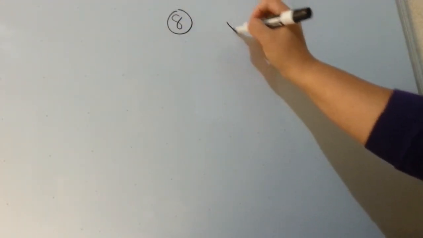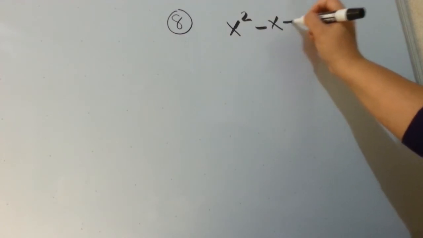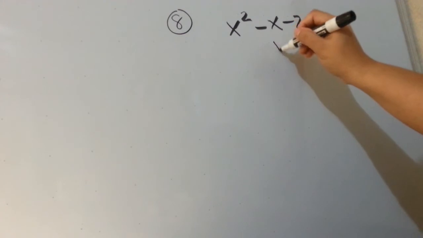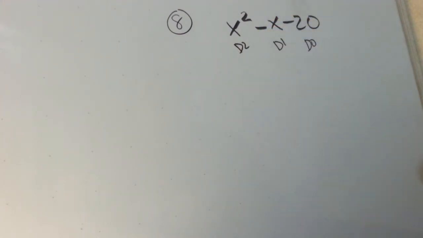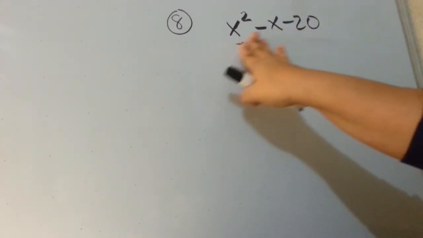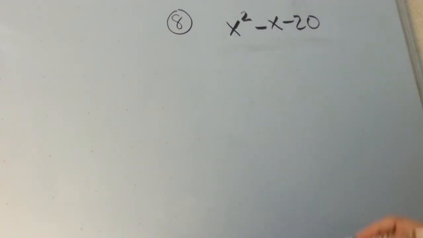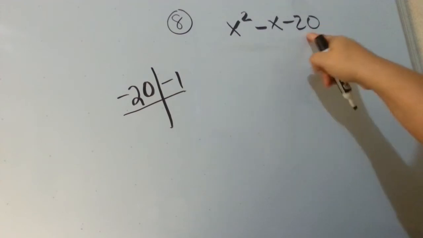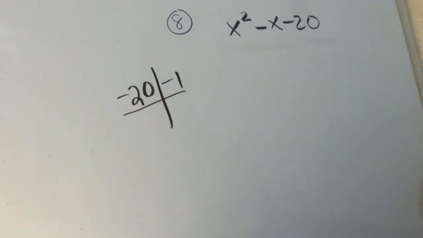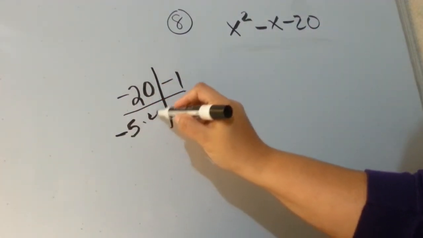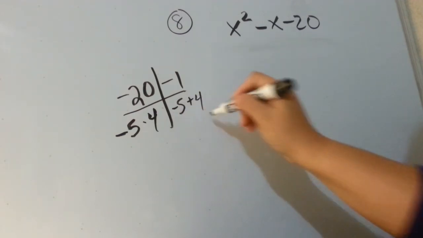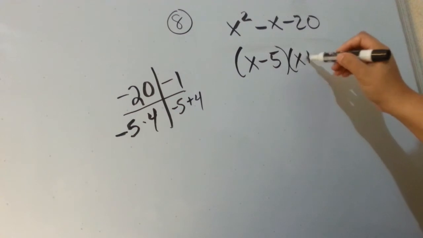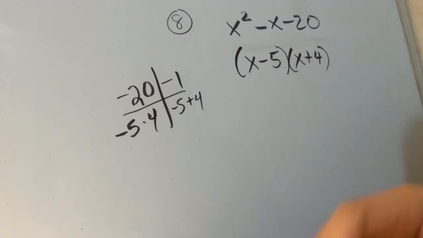Number 8. This is a degree 0, degree 1, degree 2. So this is one of those trinomials. This is case 1 because the leading coefficient is a 1. So we need two numbers that multiply to negative 20 and add to negative 1, the middle term. So that would be minus 5 times 4, minus 5 plus 4. So x minus 5, x plus 4. Okay, that's the answer.